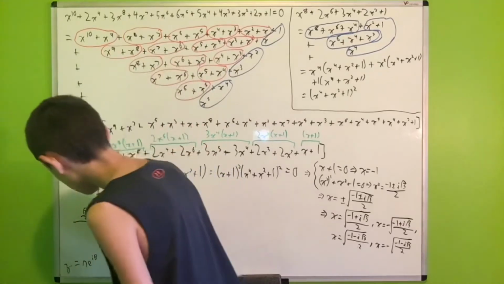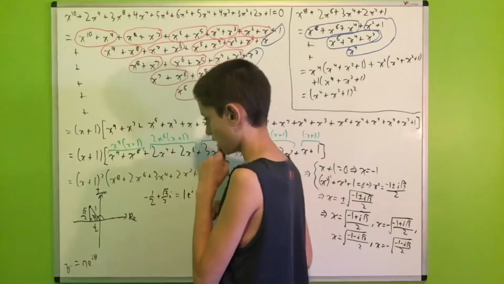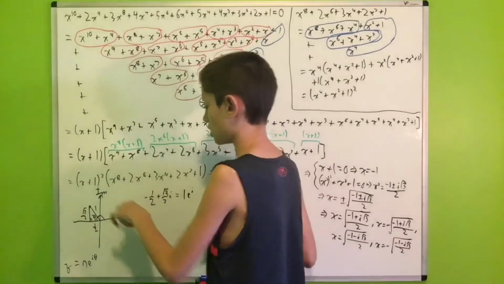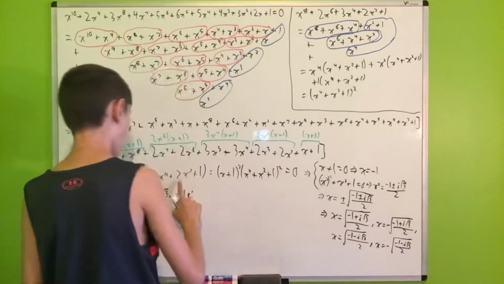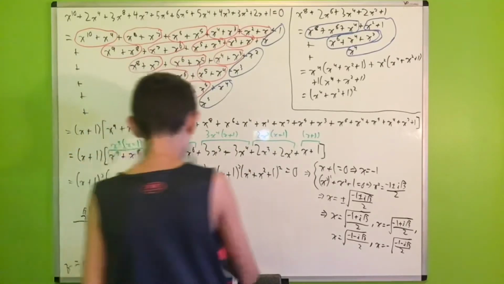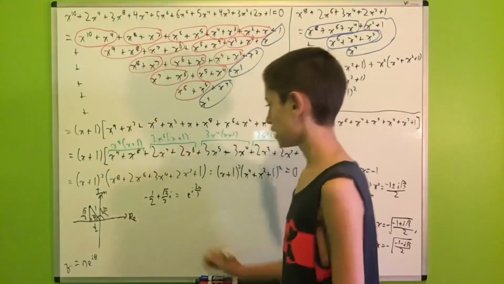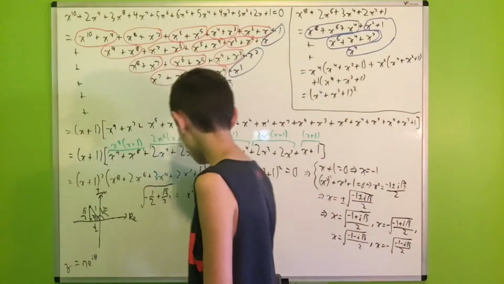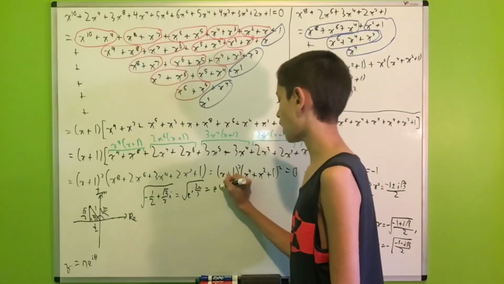Now, the angle it makes with the positive real axis, because theta is defined as such, will be 2 pi over 3. So we'll have 1 times e to the i 2 pi over 3. I will erase the 1 since multiplying by 1 doesn't change anything. And now I'll just take the square root on both sides. We are left with e to the i pi over 3.